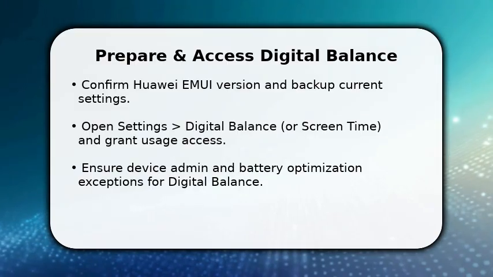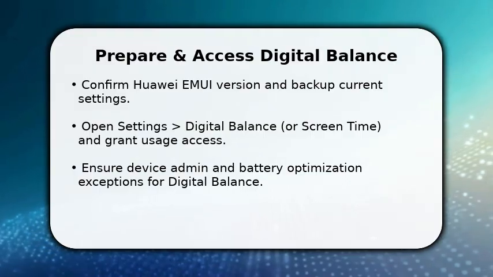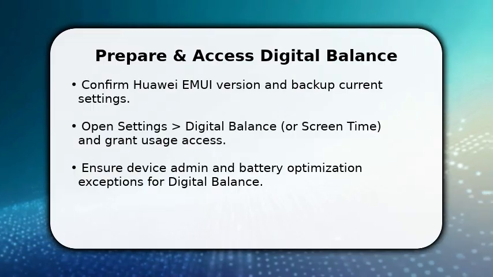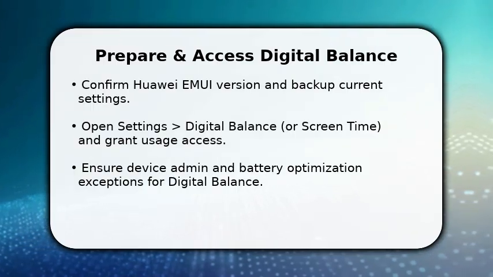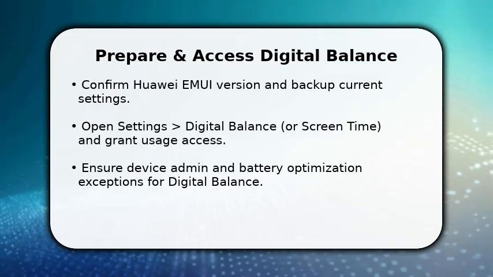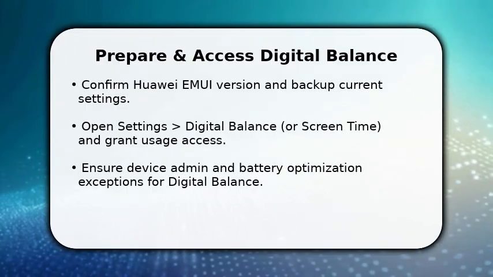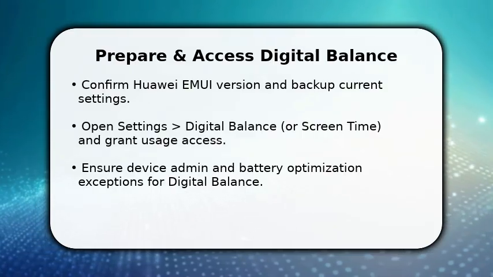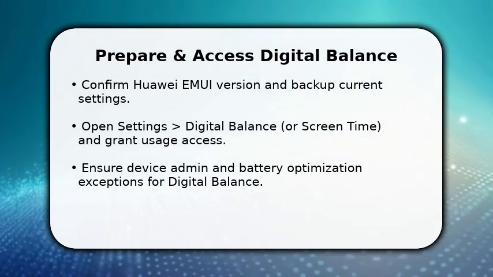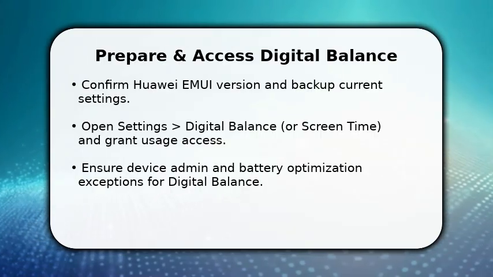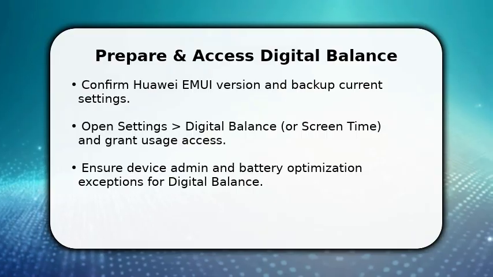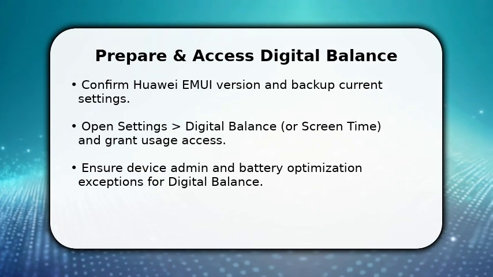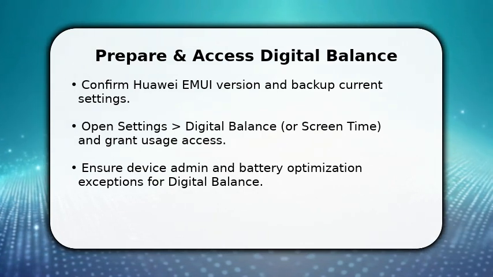You start by confirming MUI version and making a quick backup of settings. This prevents data loss. Next, open settings and go straight to digital balance or screen time, then grant usage access when prompted so the service can monitor apps. Make sure to exempt digital balance from battery optimization and allow device admin if asked. Otherwise, background tracking will stop. Once done, you're ready to create limits and profiles because accurate monitoring is the foundation for any effective correction.